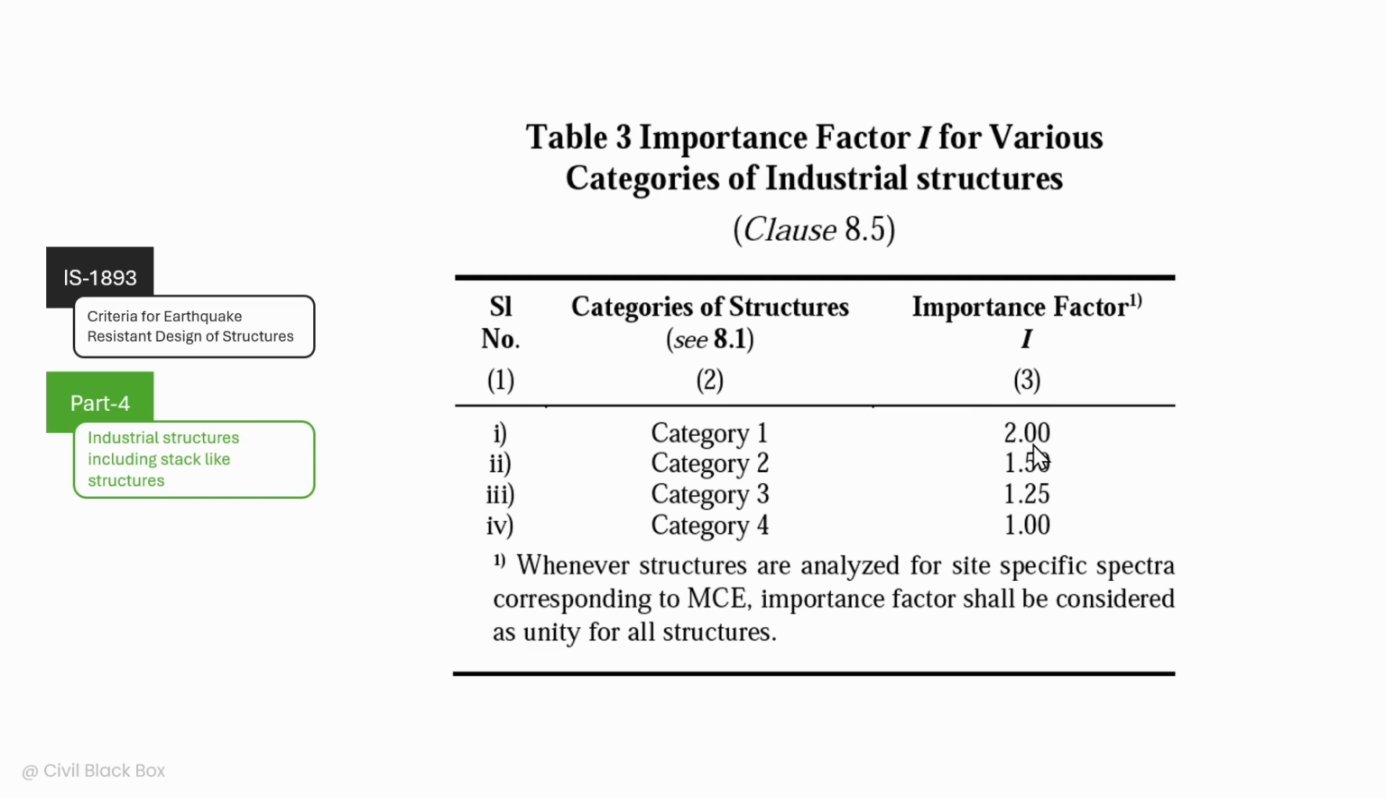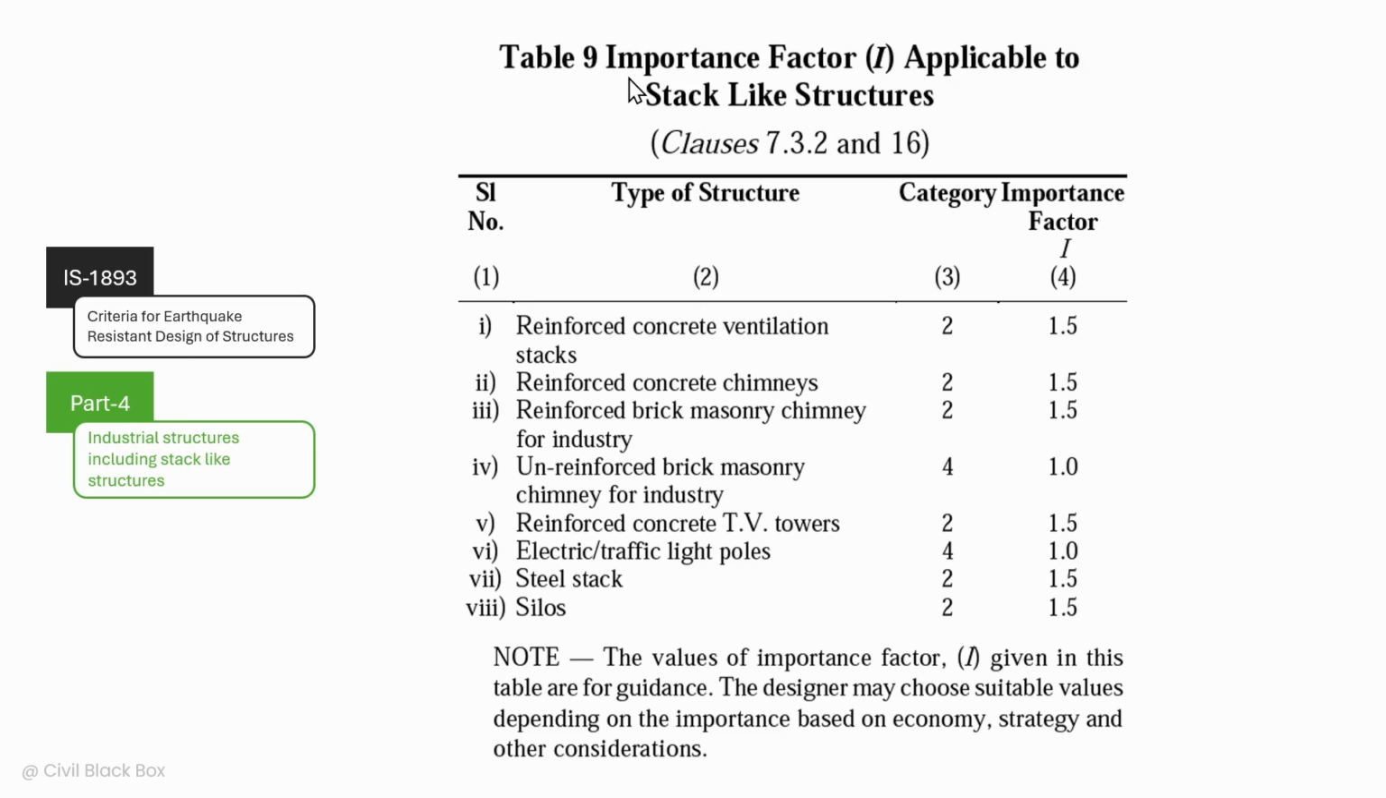For category 1, you can see we have a value of 2 as the importance factor. If you head over to the other table which was talked about in this code, that is the importance factor I applicable to stack-like structures, you can see we have reinforced concrete ventilation stack, which has a factor of 1.5, reinforced concrete chimneys, again 1.5, reinforced brick masonry chimneys for industry, again 1.5. You can see reinforced concrete TV towers, 1.5, steel stacks and silos, again 1.5. So depending upon the different kinds of structure, you get the gist of the whole thing. The more important the building, the greater the importance factor.